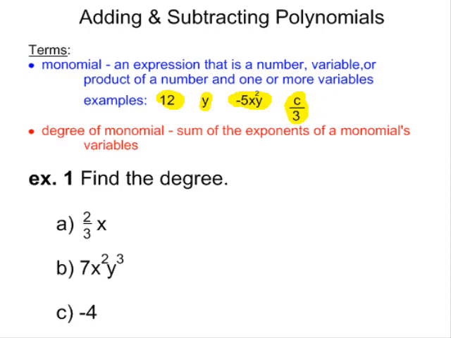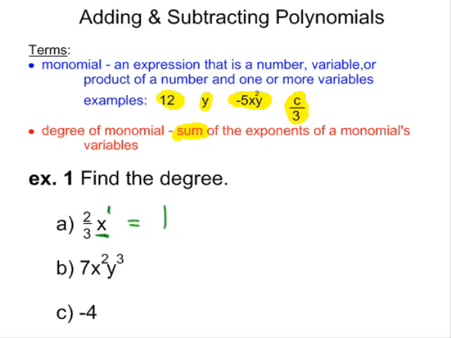When they talk about the degree of a monomial, they're talking about the sum of the exponents of a monomial's variables. So you look at the variables, you add up their exponents, and that will be the answer for the degree of the monomial. Let's take a look at example 1a. For the degree of 2/3 x, we look at the variables. We have an x here, and x has a 1 for an exponent. So the degree of this monomial would be 1.